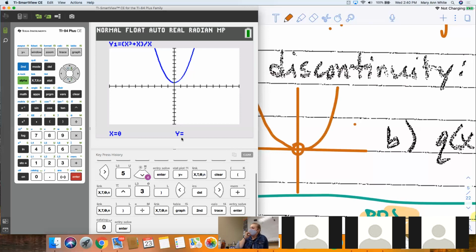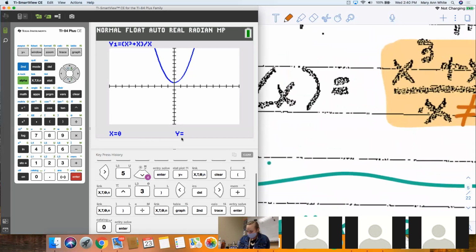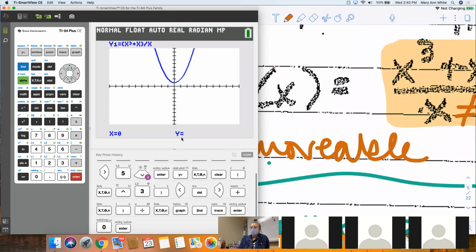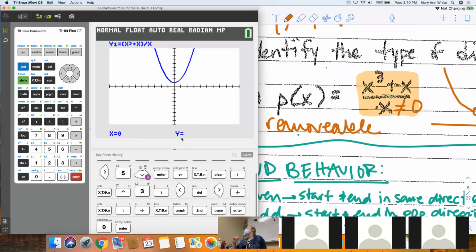This is what it looks like in a more exaggerated form. But there's a hole at 0, and that means it's a removable discontinuity. Because looking at the graph, I couldn't really tell that there's a problem. But when I look at the equation, I know that there's a problem. All right, shall we try the next one?